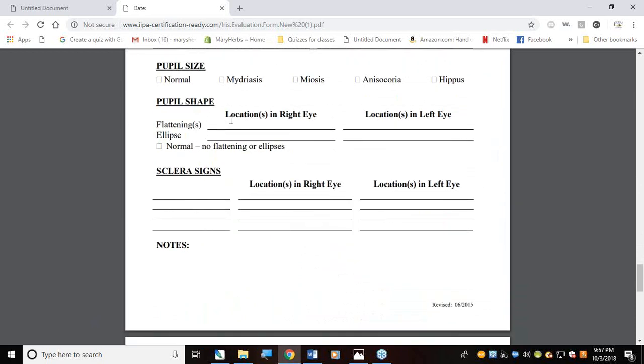Pupil flattening, where it's at, and again, be specific, don't just say lumbar. Say medial lumbar or temporal lumbar. And if there's no flattenings at all or ellipsis, then click none.